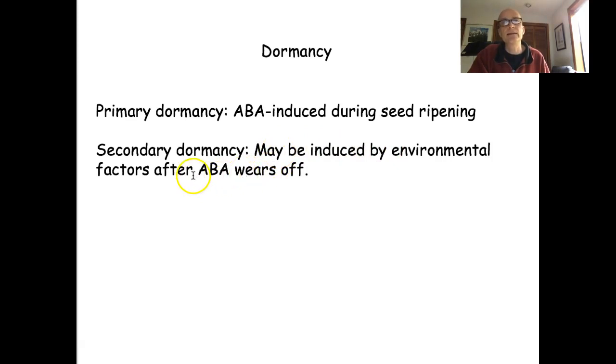And that is still active even after ABA effects wear off. So we have a primary dormancy and a secondary dormancy. They're fluid in the way which part is which, when one is followed by the next. But ABA is important for first inducing the dormancy, and then environmental effects are important for keeping the seed dormant until it's time to germinate.